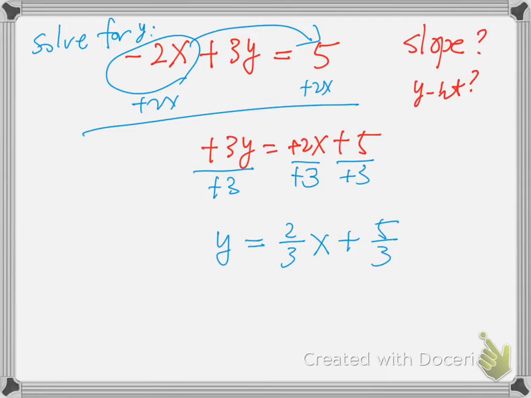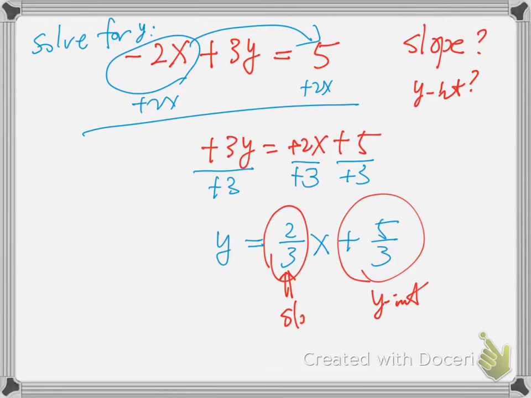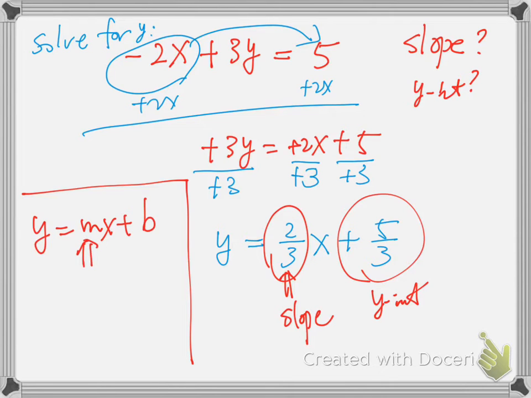So what's the y-intercept? The number. What is the slope? The multiplier of x. So this is the slope. So the slope and y-intercept question is the same as solving for y. Let me write down the formula in this corner. The formula is y is mx plus b. Here m, the multiplier of x, is the slope. b is the y-intercept.